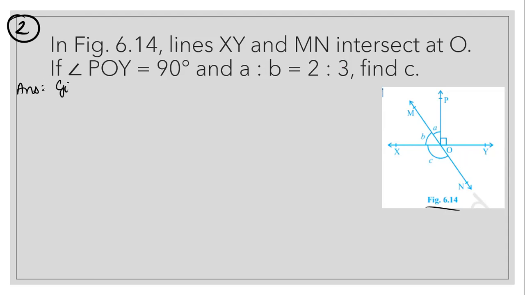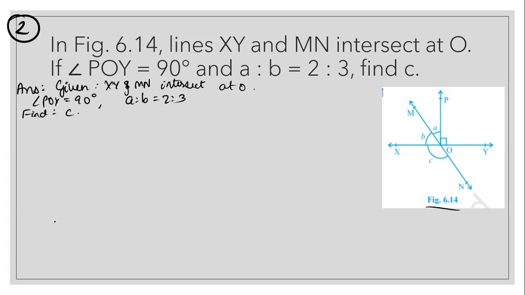So given, obviously we have to write first what is given. XY and MN intersect at O. Angle POY is equal to 90 degrees and A is to B is equal to 2:3. Now we have to find C. What is this angle C? Okay, so let's see how to do it.